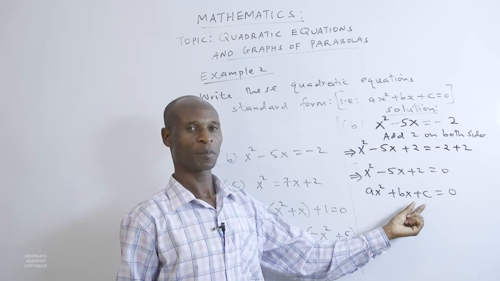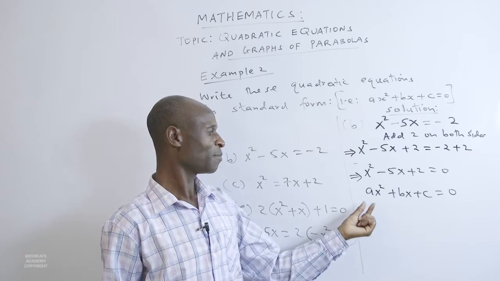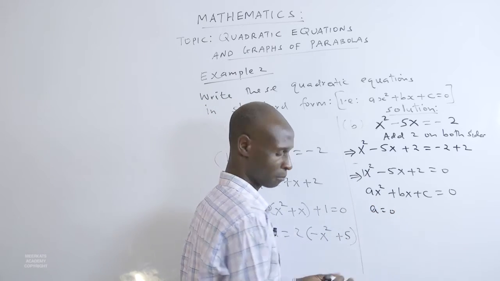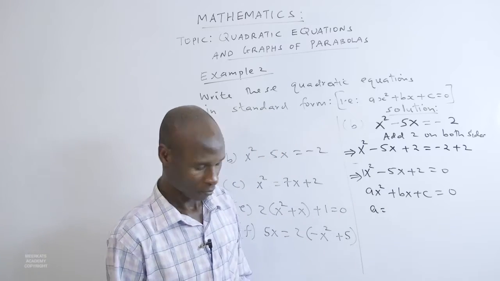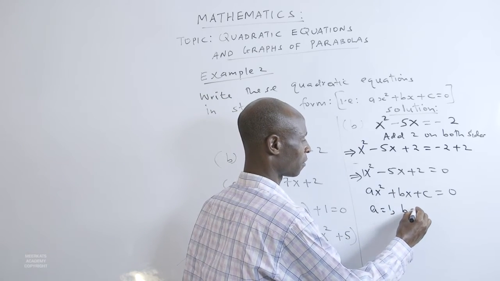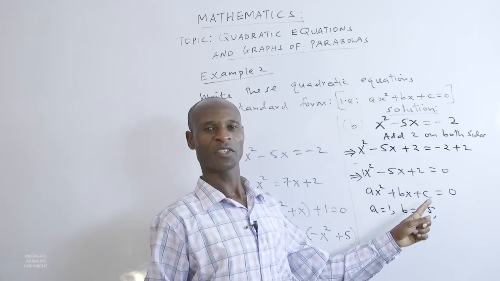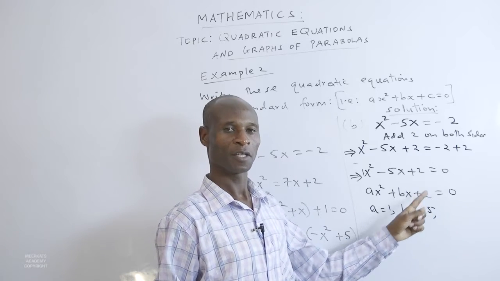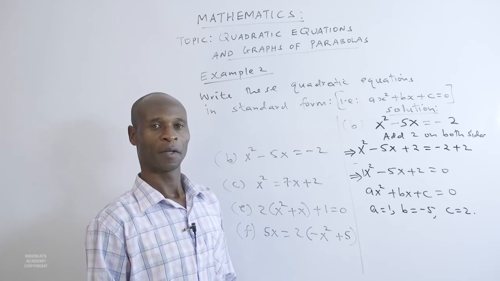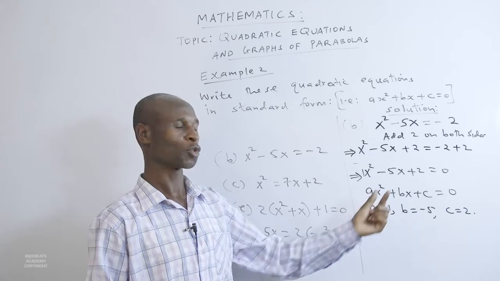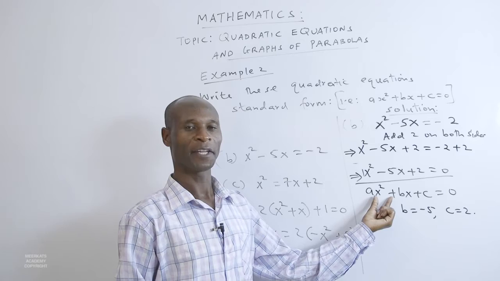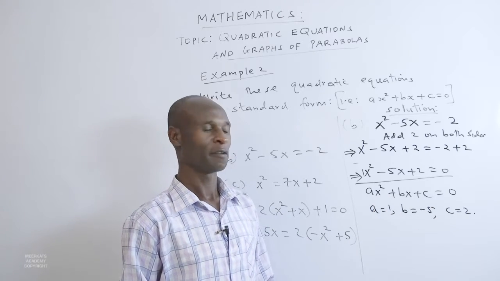ax squared plus bx plus c is equal to 0. So that means a will be 1 because it's implied. b will be negative 5. What will be c? The c value is 2. But now we are only supposed to solve up to the step of expression. We don't need to identify the values of a, b, and c.